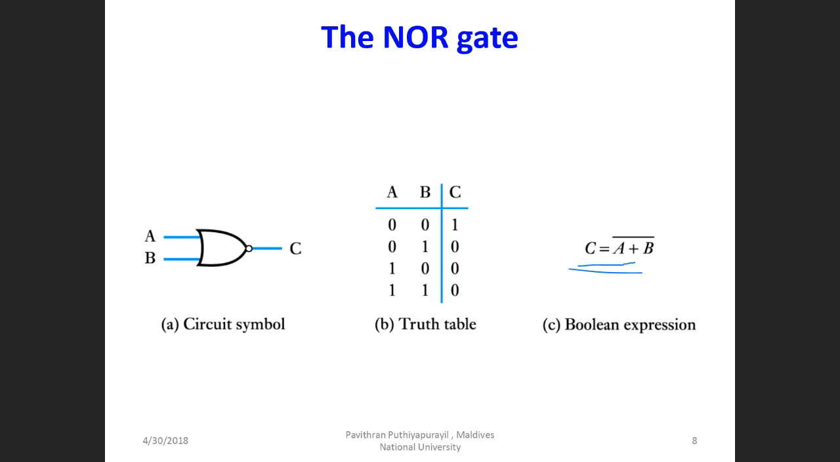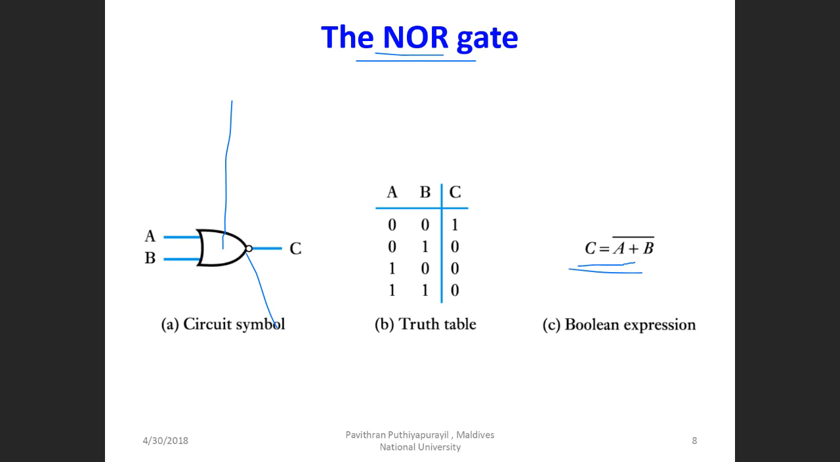Whatever output you had in the OR gate, just reverse it, so you will get the output of the NOR gate. This is the NOT gate. The bubble represents the NOT gate here, and this is your OR gate. So this is called NOR. NOR means NOT plus OR.